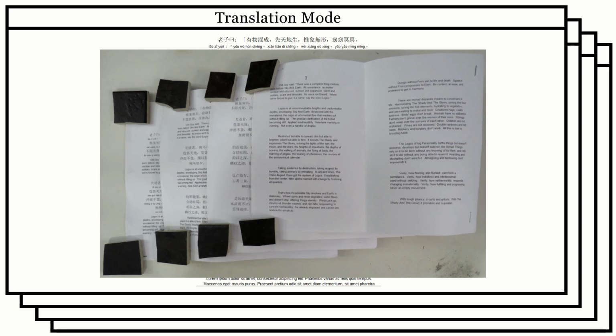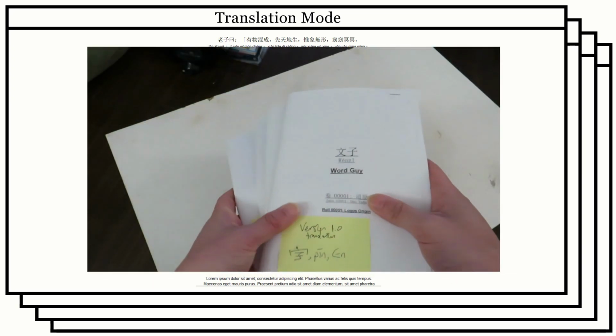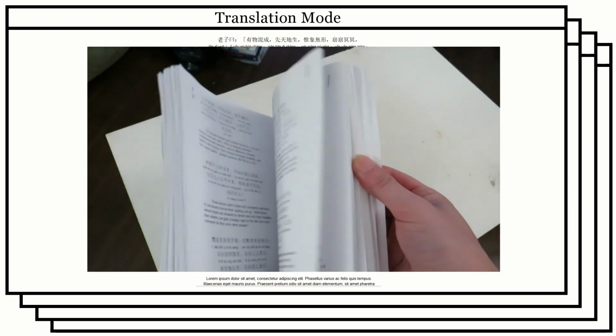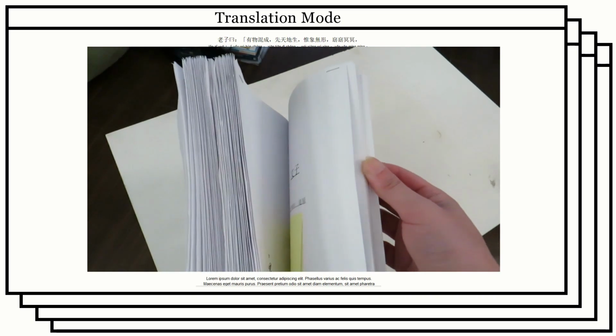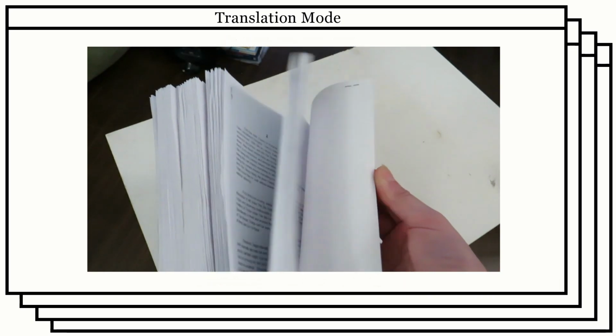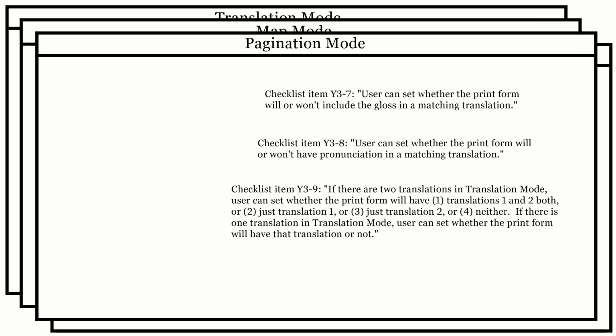I want one print form to have, say, the source and pronunciation and gloss and translation, and say I want another print form to have just the source and the translation with no pronunciation and no gloss, and whatever else. These settings are all just for that, determining what to show and what to hide in pagination mode.